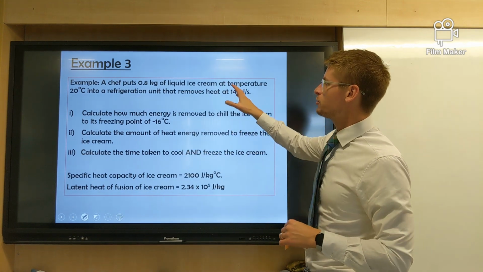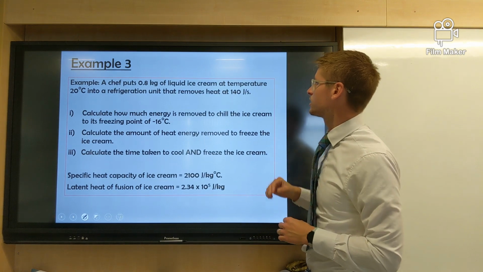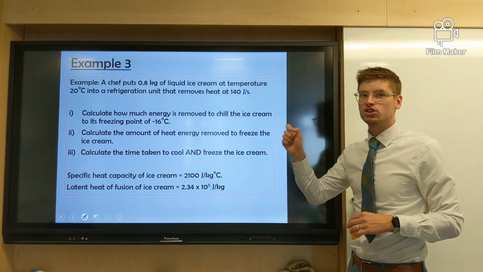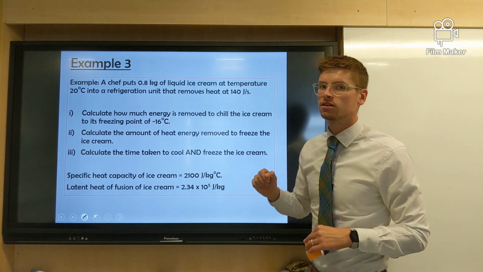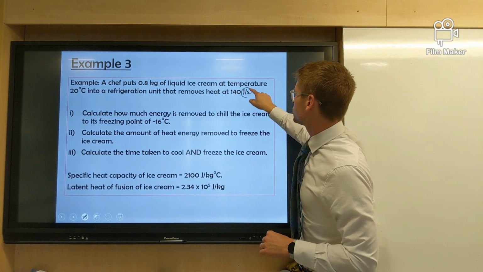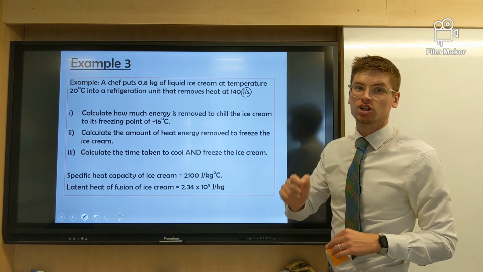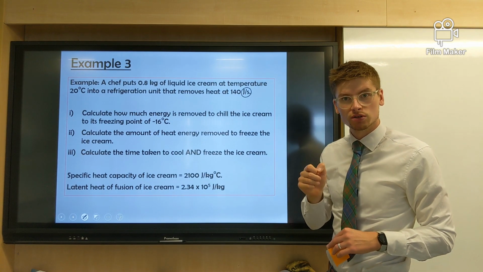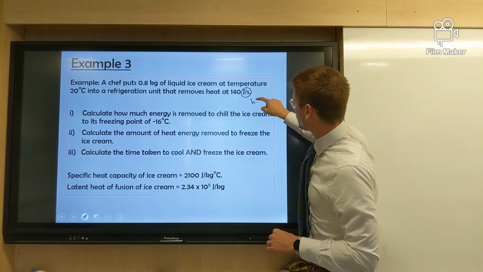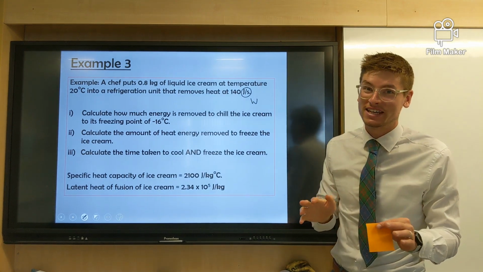So, we're talking about a chef who puts 0.8 kilograms of liquid ice cream at a temperature of 20 degrees Celsius into a refrigeration unit that removes heat at 140 joules per second. Do not get caught out with joules per second. That is simply just watts, which is just a power. So do not get mistaken about that.